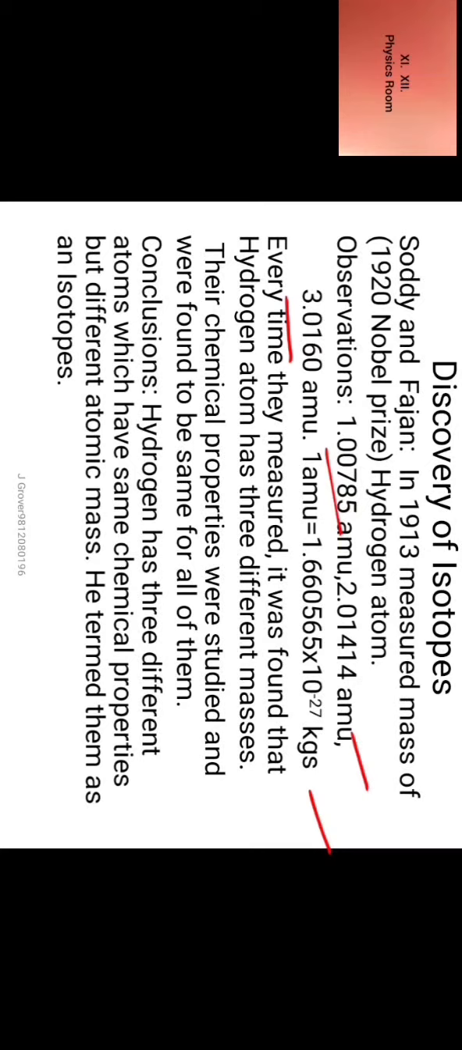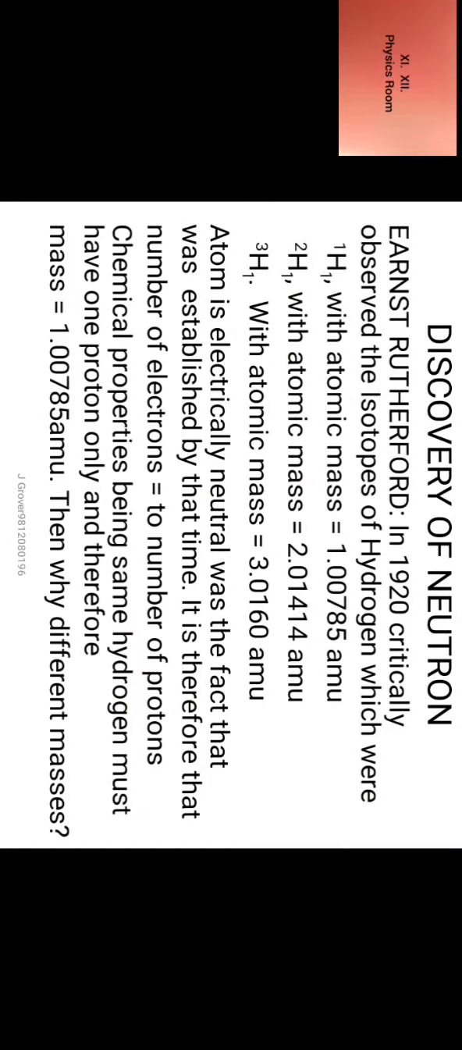What are isotopes? Today we have the definition that the atoms of the element which have same chemical properties but different physical properties like mass are termed as isotopes. Now we proceed to discovery of neutrons.